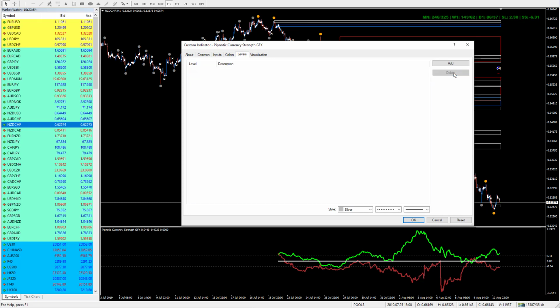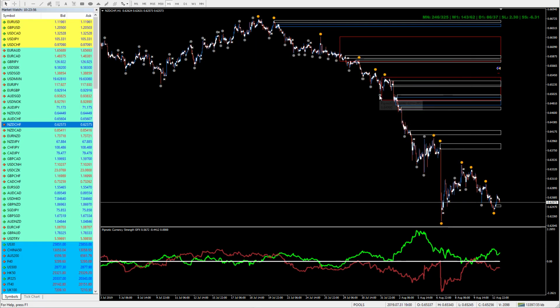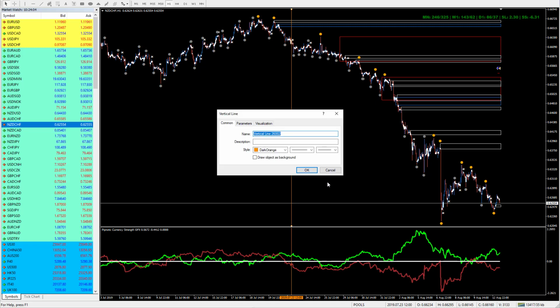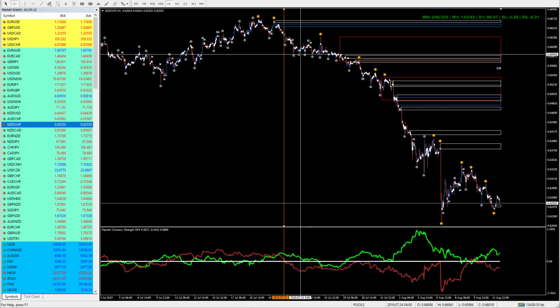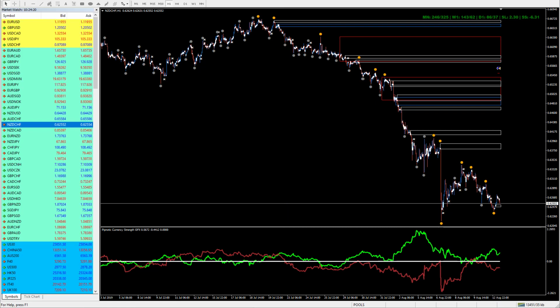Let me delete these levels, just something I've been experimenting with. You can see that at this point, right here, you were told to start to sell. How well would that have worked out? Look at that. Price went on and on. Let's say you got in late and you got in down here. Price still went 230 pips. So it's a really powerful tool when used properly. I encourage you to have a look at it.